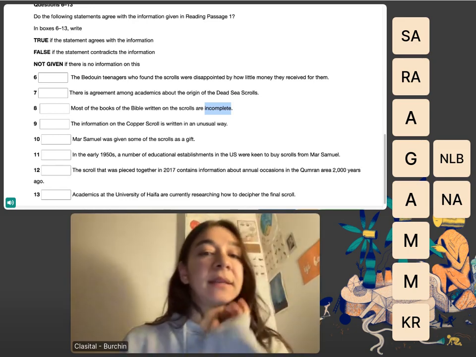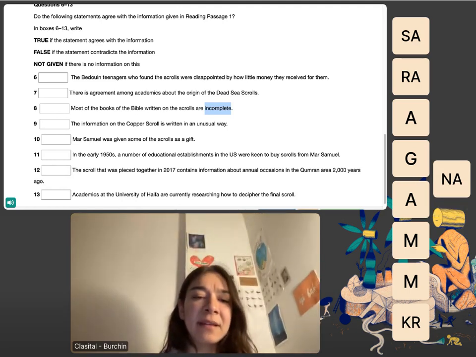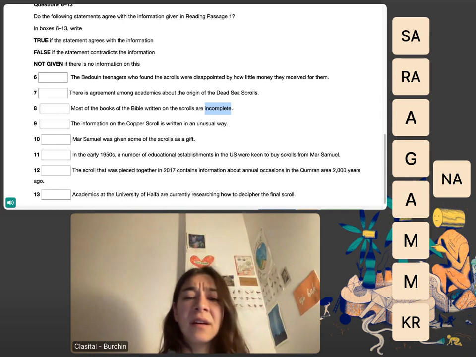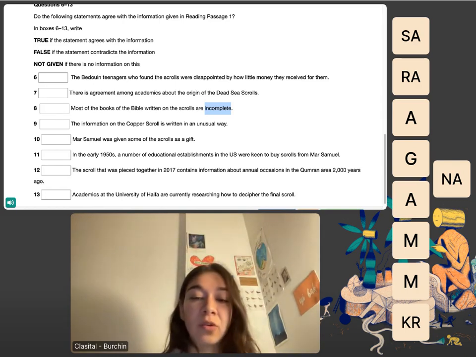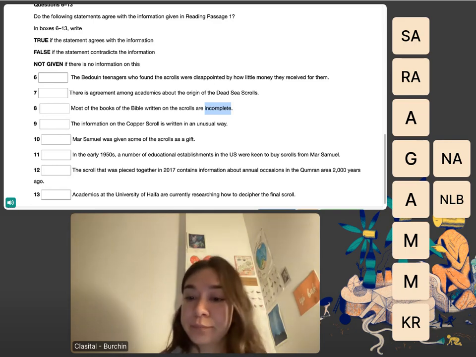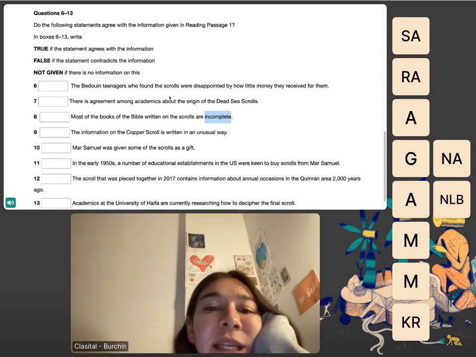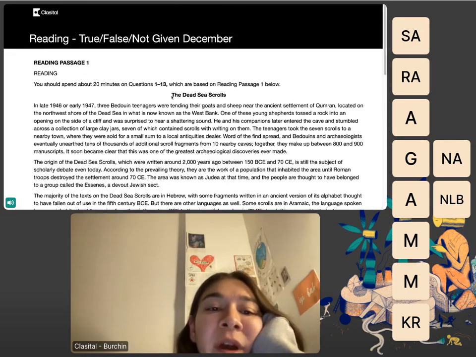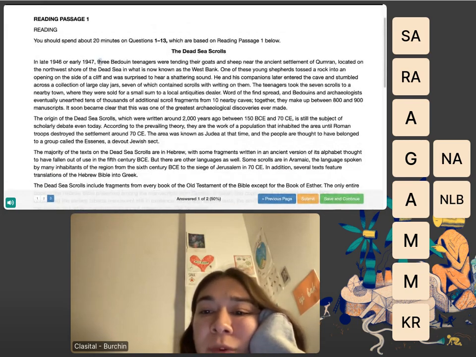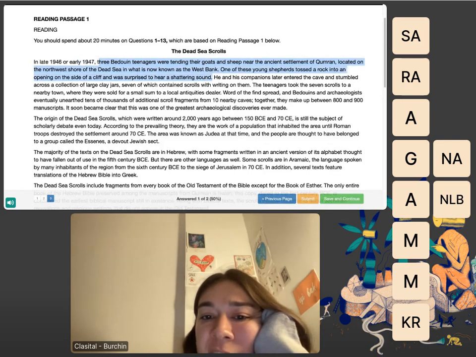The Bedouin teenagers who found the scrolls received little money and they were very sad, disappointed about it. There's an agreement about the origin of the Dead Sea Scrolls, and most of the books of the Bible written on the scrolls are incomplete. Let's see. Bedouin teenagers. Three Bedouin teenagers, Qumran, located on the Dead Sea, West Bank, stumbled.